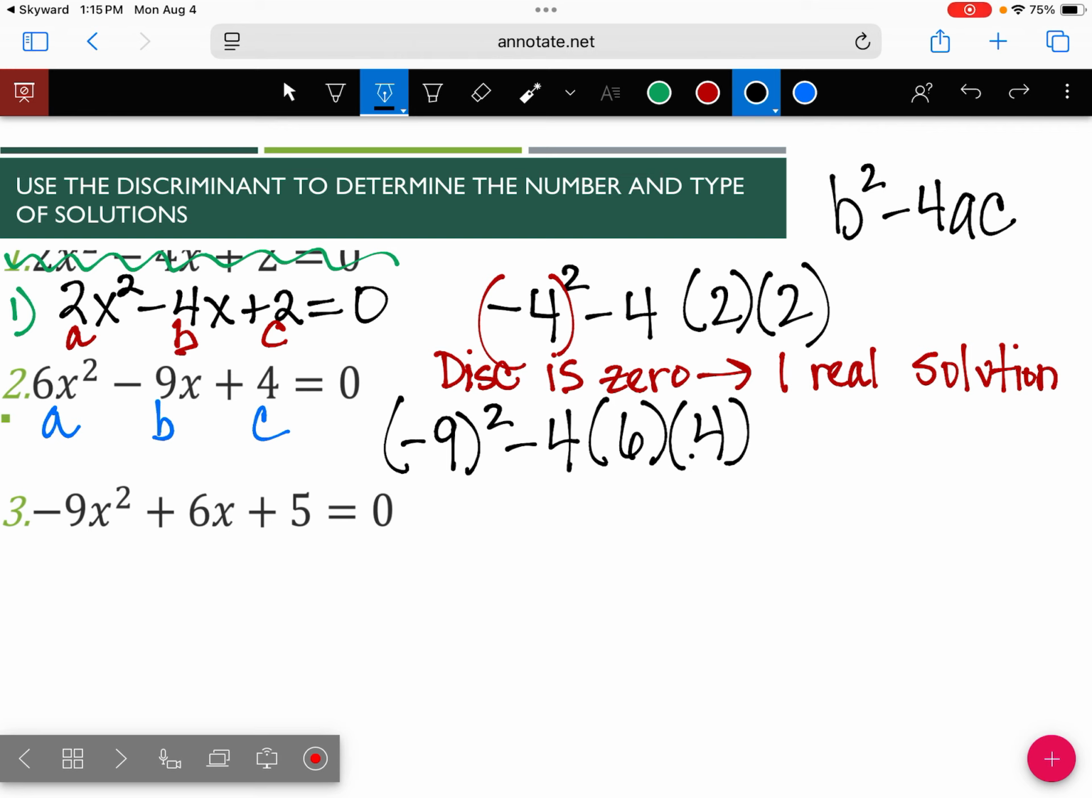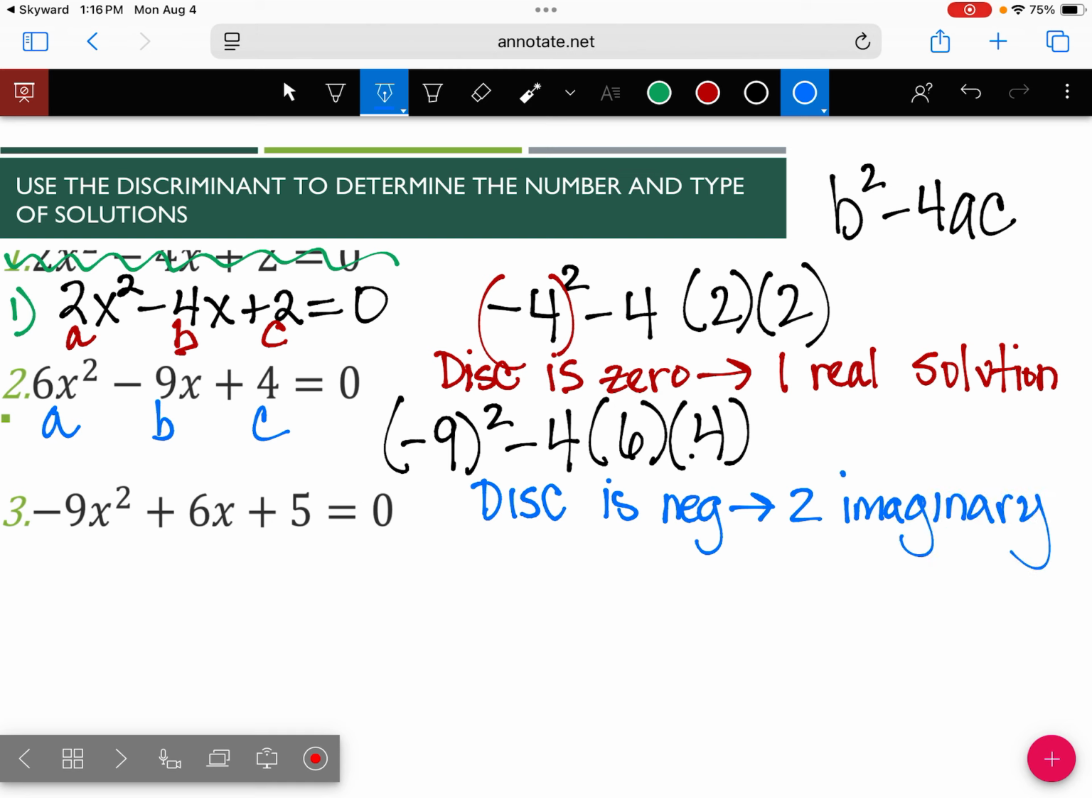So Junior, what'd you get? Negative. Who got a negative number? So that's all I care about. Is it a positive, a negative, or 0? So he got a negative number. So because your discriminant is negative, what does that mean? Yeah, we have 2 imaginary solutions. Good. This parabola is not going to touch the x-axis.